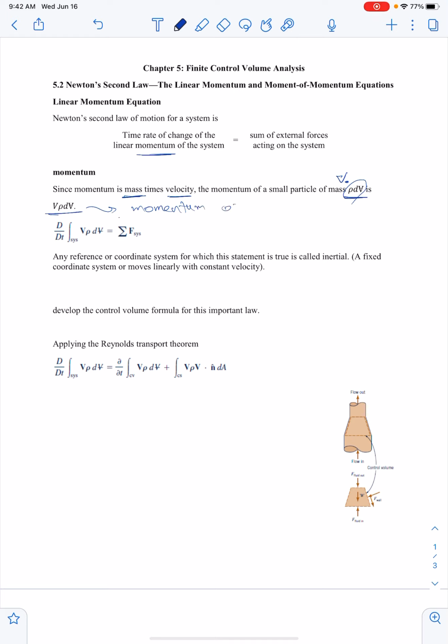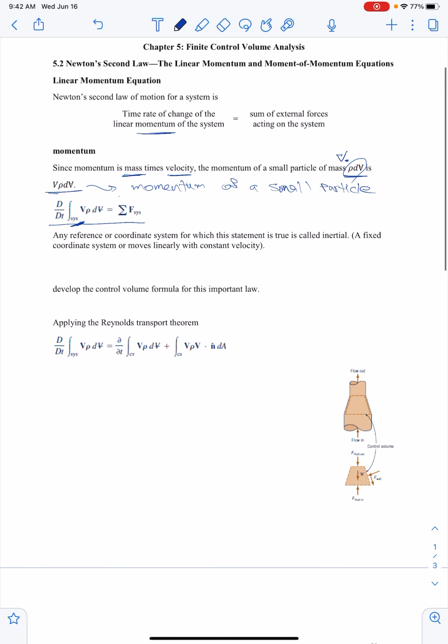of a small particle, right? And this formula right here is the momentum of the entire system of the fluid, right? Of the system, sorry, of the system. And this formula is valid for an inertial coordinate system.